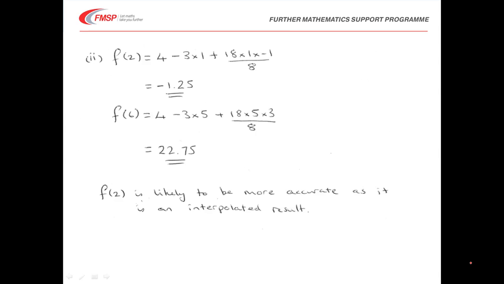We then had to say which one's more accurate. Well, the way we worked out the polynomial is we used values between 1 and 5. So 2 is between those. It's an interpolation. Whereas 6 is outside of that. It's an extrapolation. And extrapolation tends to, on the whole, be less accurate than interpolation. So the interpolated result is going to be more accurate. So we have to have that as our reason.